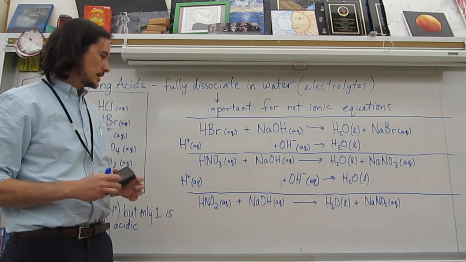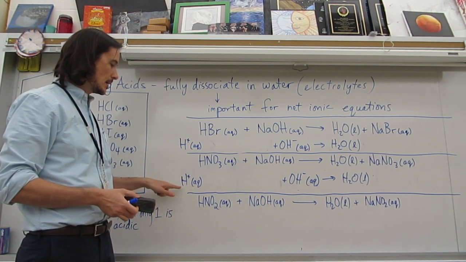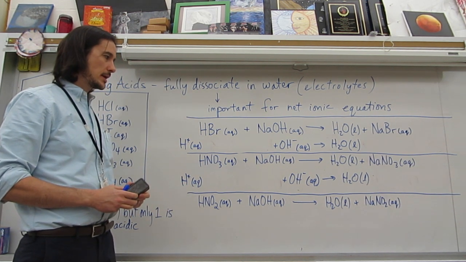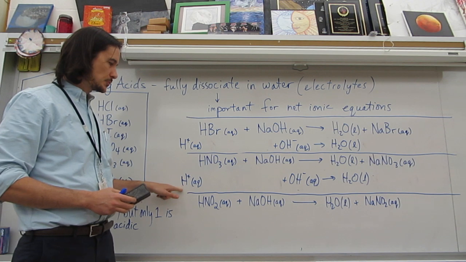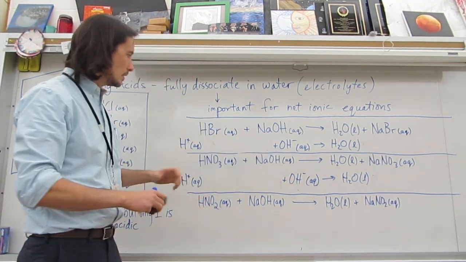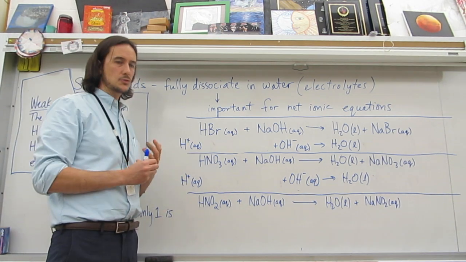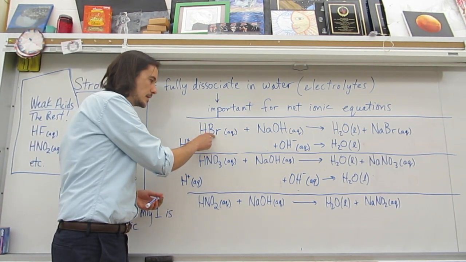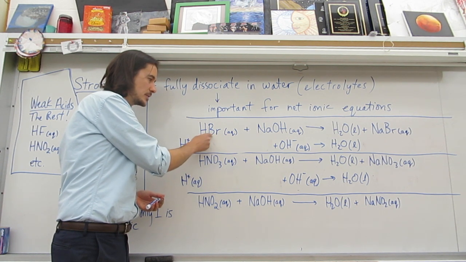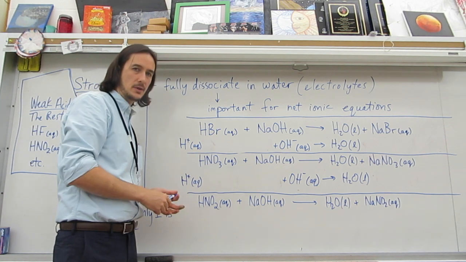So you could do this with the other acids, other strong acids if you like. You're going to come up with the same thing each time. The net ionic equation for a strong acid plus a strong base is H+ plus OH- yields water. All right, so when you're looking at strong acids, you really want to treat that anion that the H+ is with, you want to treat that species as a spectator ion.